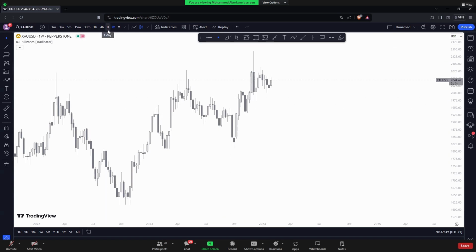Besides that, TP very quick. Next daily, next 100 pips, 200 pips. Okay, so for now, we're going to talk about the momentum.